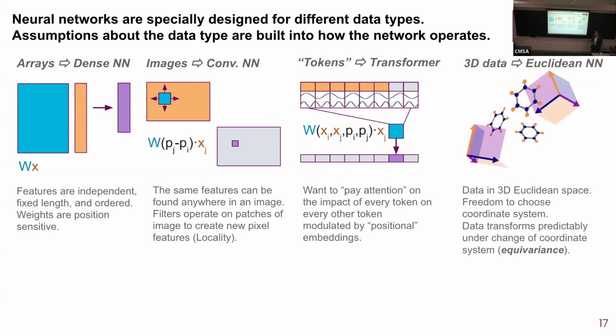Last but not least, I'm going to try and convince you that Euclidean neural networks are very appropriate when dealing with 3D data. Now, what is special about 3D data is that in order to articulate where things are in 3D space, I have to first lay down a coordinate system. We'll talk more about that later, but basically we want to make sure that if I change my coordinate system, my model is not thrown off by it.